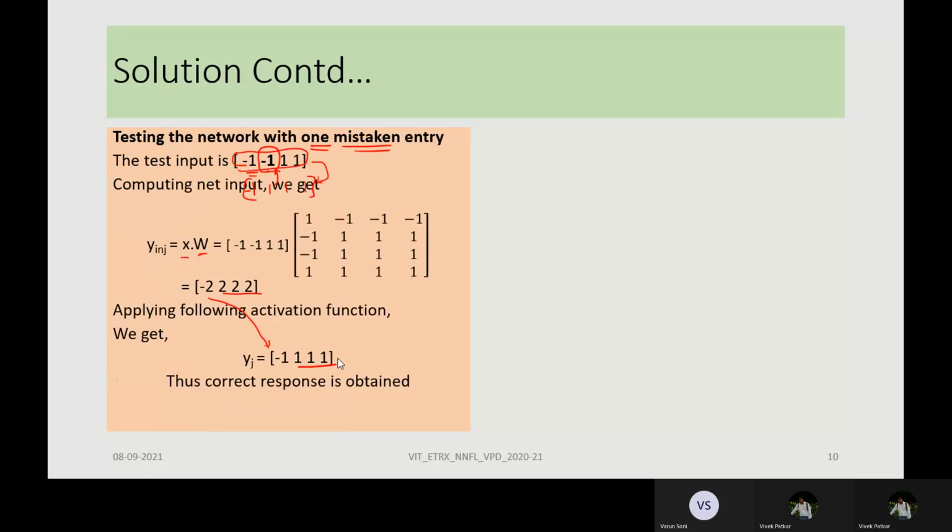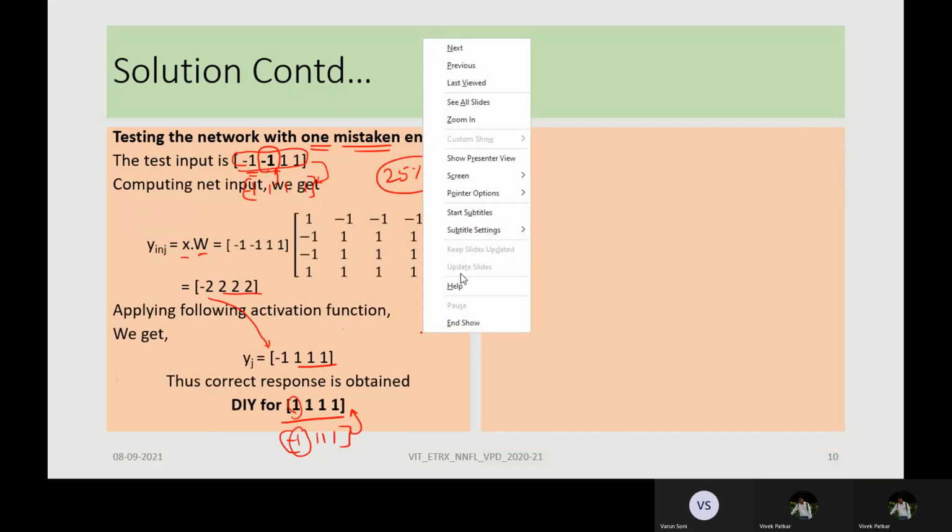Again, clear. So one missing entry and one mistaken entry doesn't affect the network. मतलब around you can see इसमें चार ही डेटा है, उसमें से एक मिस्टेकन या मिसिंग, मतलब 25% of data is mistaken or missing. Still, your network is able to recover that. To verify, we can try for this. Either this minus one one one has been converted into this, where this is mistaken entry. Minus one ka one ho gaya. You can just check whether you are getting correct response. Do it yourself.